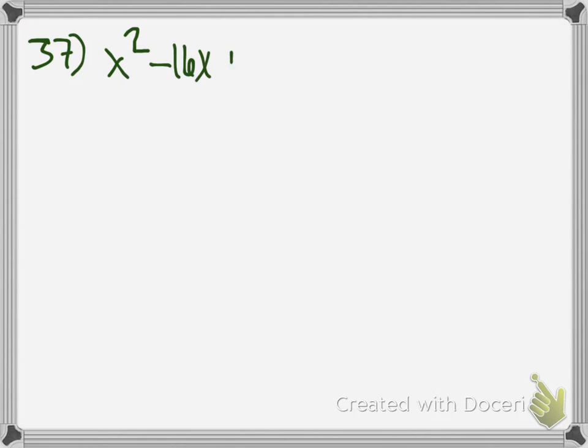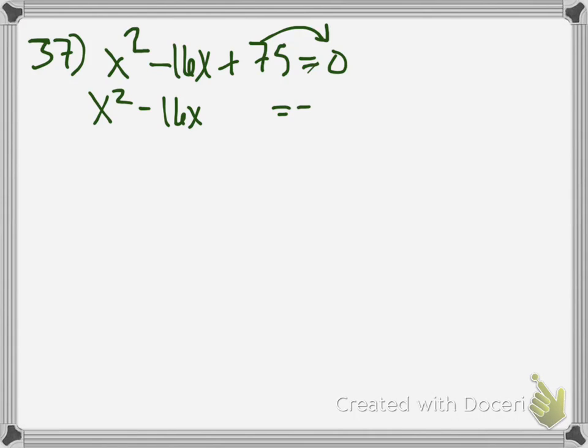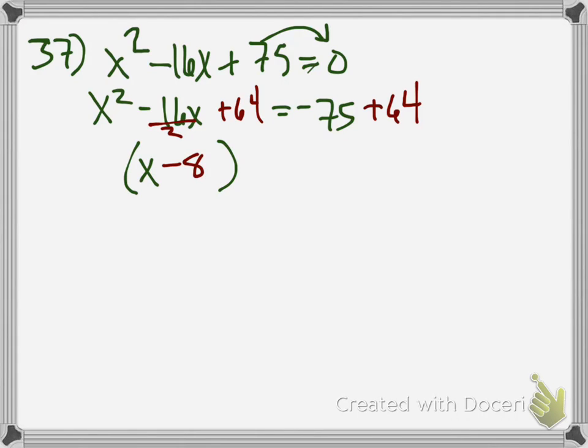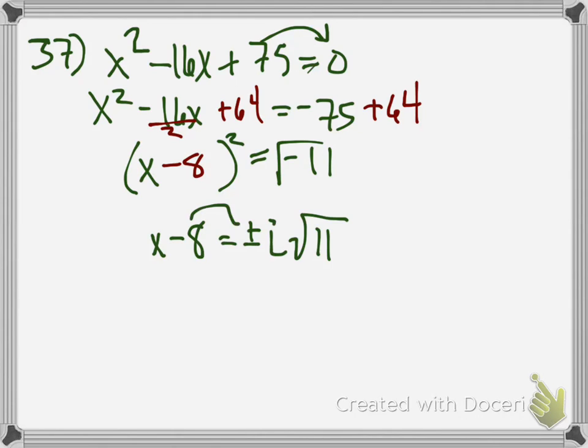Anyways, solving by completing the square. You make sure that the x's are by themselves, so I'm going to move the 75 over to the other side. That gives me x squared minus 16x equals negative 75. And then I'm going to divide by 2. Negative 16 divided by 2 is negative 8. Negative 8 squared is positive 64. So negative 75 plus 64 gives me negative 11. Take the square root of that, and that gives me plus or minus i square root of 11.